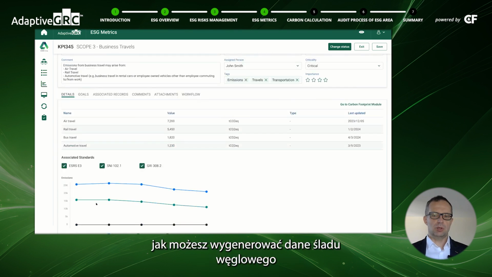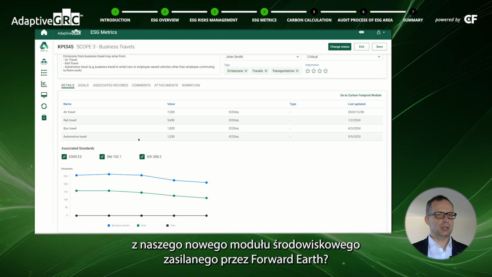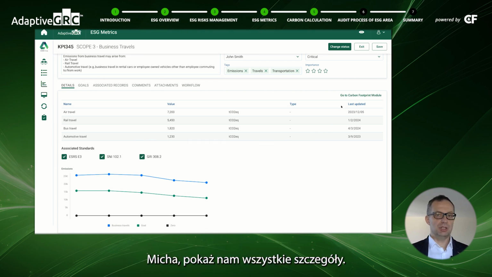Now, let's explore how you can generate carbon footprint data with our new environmental module powered by Forward Earth. Micha, please show us all the details.